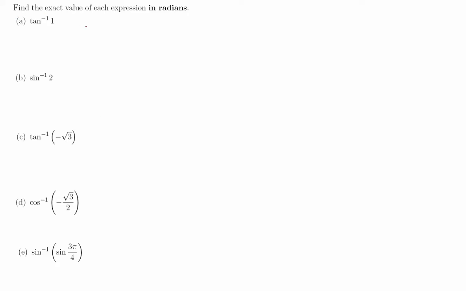Find the exact value of each expression in radians. In part A, we got tangent inverse of 1. This is simple because we know that tangent of 45 degrees, or tangent of pi over 4, is 1. That means tangent inverse of 1 is pi over 4. So the answer for this is pi over 4 radians.